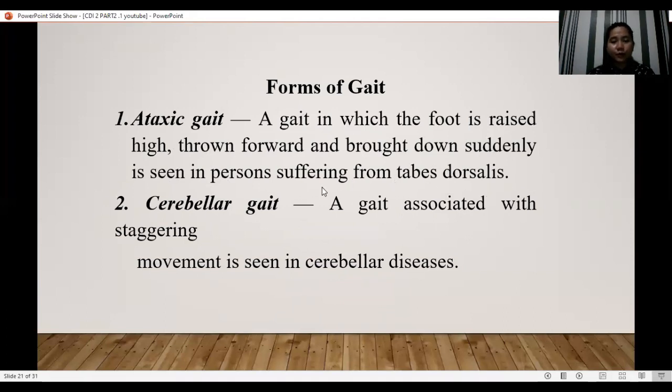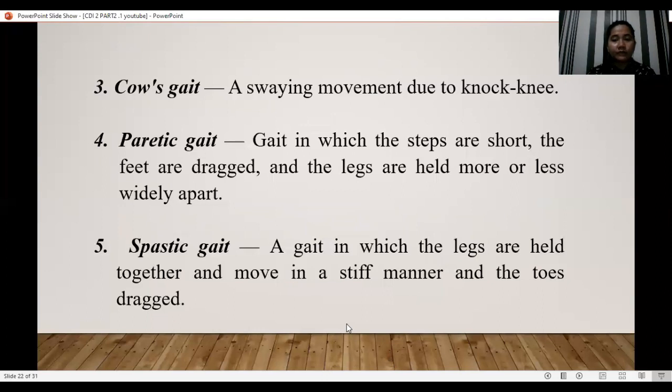And the next form of gait, we have the cerebellar gait. When we say cerebellar gait, it is a gait associated with staggering movement seen in cerebellar diseases. So the next one, we have the cow gait.